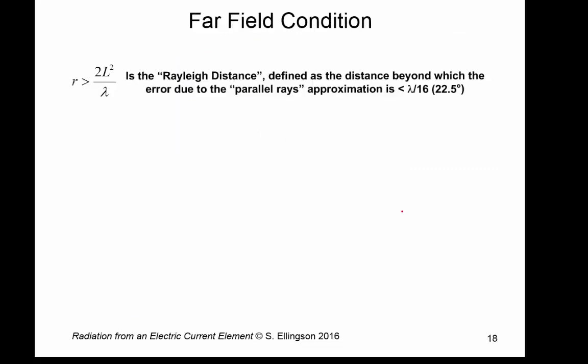Now, let's take a second look at what we just did. We've identified here along the way something that's referred to generally as the far field condition. This parallel rays business is really another way of saying this. R is simply greater than 2L squared divided by lambda. This is sometimes known as the Rayleigh distance. That's a historically motivated term. And that's defined as a distance beyond which the error in this parallel rays approximation is less than about 22.5 degrees.